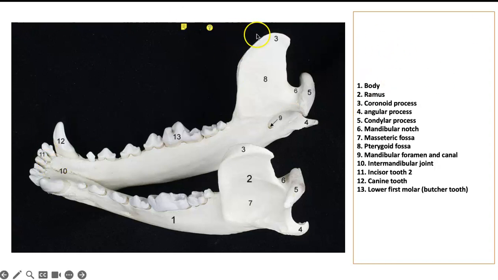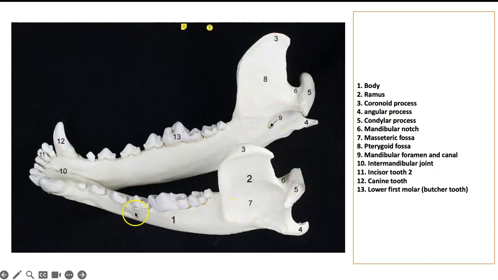Now you can see here are two processes. We have the coronoid process, and also we have the condylar process. This one is important for forming the TMJ, the temporomandibular joint, which is a synovial joint, with the mandibular fossa of the skull. The two processes are present in all animals. However, in the dog, we have an additional one here known as the angular process.